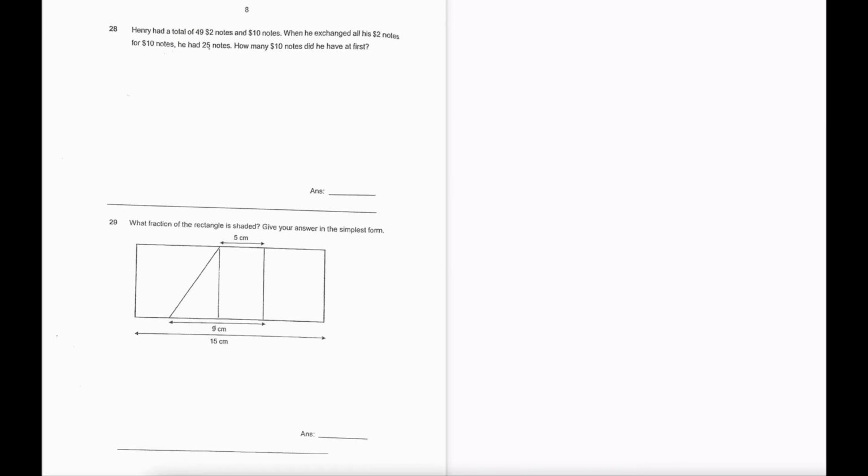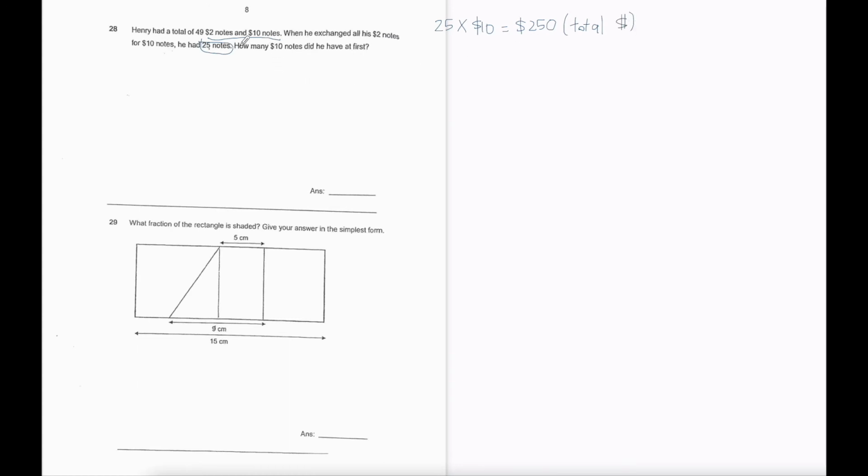Question 28. Henry had a total of 49 $2 and $10 notes. When he exchanged all his $2 notes for $10 notes, he had 25 notes. So you have to know that these 25 notes are all $10, okay? So let us find out the value of all his notes. 25 times $10. We use the shortcut: just put 25, then put 0. So this is the total amount of money he has.